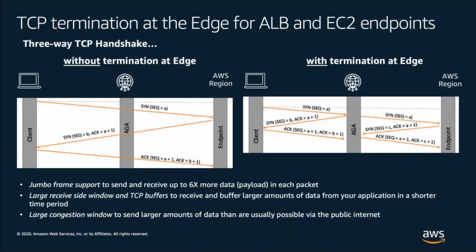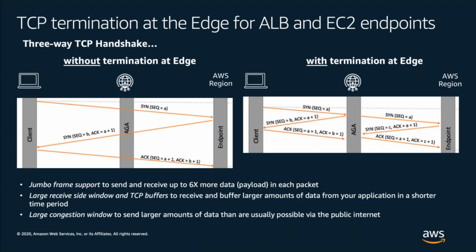There's a couple of things about how the feature looks. So basically, TCP termination means that the connection establishment, the initial TCP handshake, happens between the client and Global Accelerator at the edge, and then we do a second TCP handshake between the edge and the region. There are a few improvements that we also added. One of them is we use Jumbo frames, which allow us, over the Amazon network, to send and receive up to 6 times more data per packet.